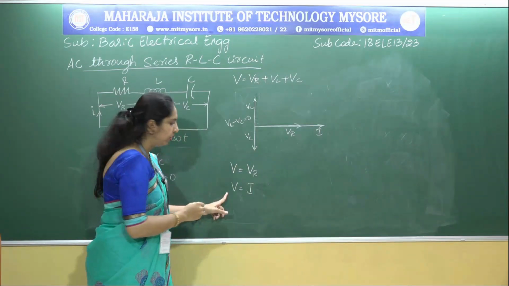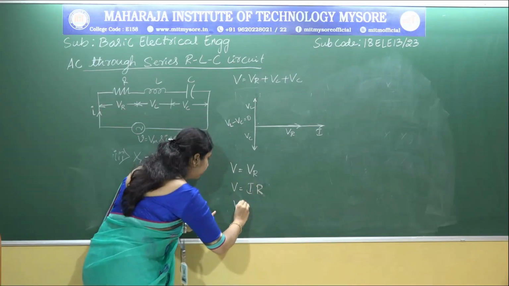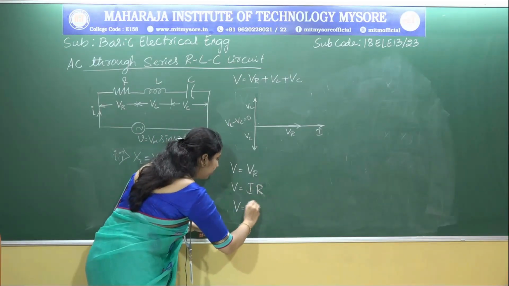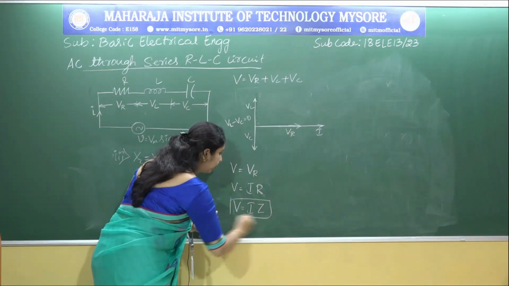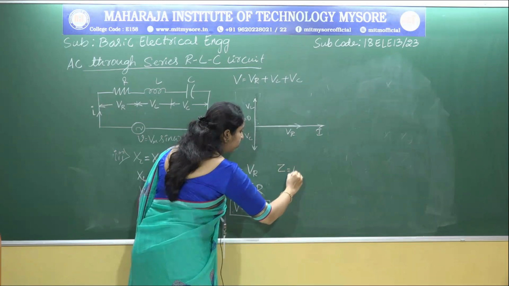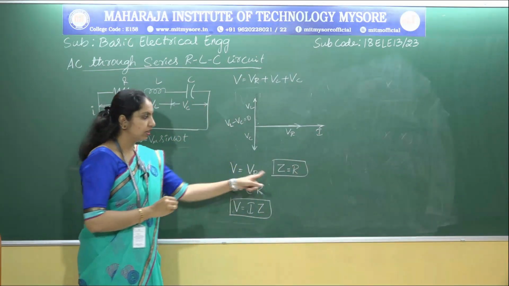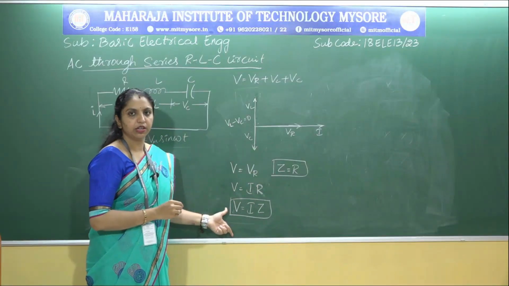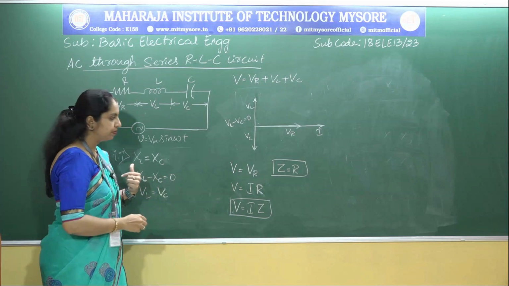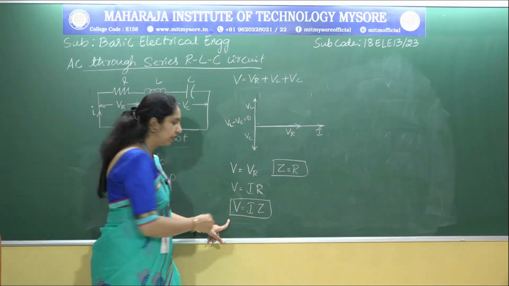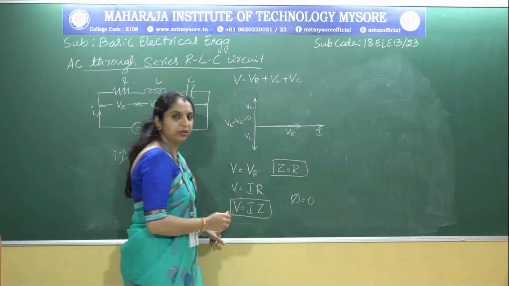Okay, so now what is V? V is equal to I into R, and finally this equation can be equated to V is equal to I into Z, where Z is equal to R. So remember, directly we can write Z is equal to R in this particular case, that is in the case of XL is equal to XC. So what about the phi then? The angle becomes 0.